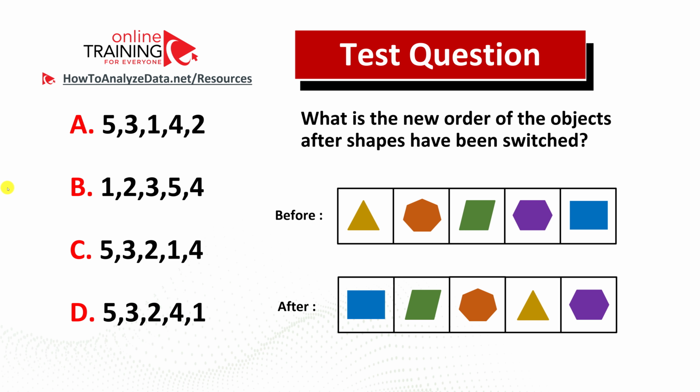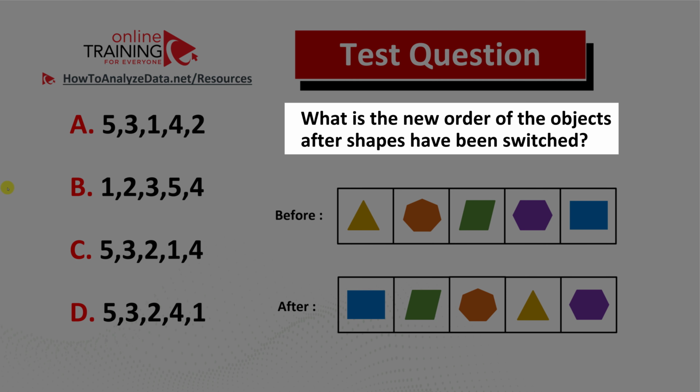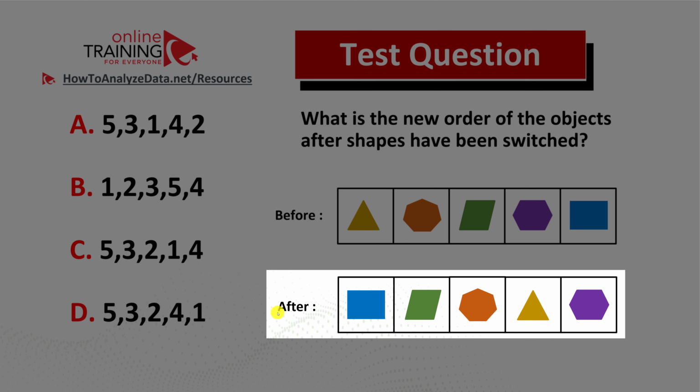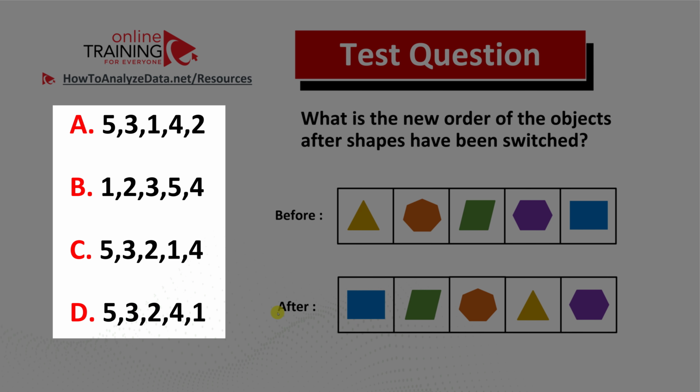Let me share with you an interesting question from the test. I have confidence that you might figure out the answer. Here's the question. What is the new order of the objects after shapes have been switched? You have the before sequence of the shapes, where you see 5 shapes, and the after sequence of the shapes. And you have 4 different choices.